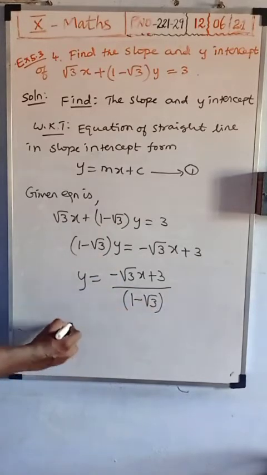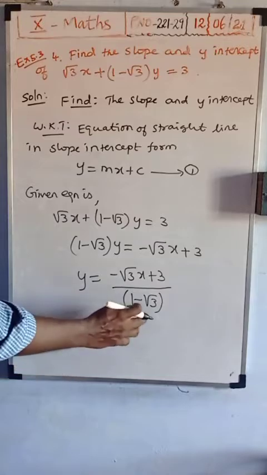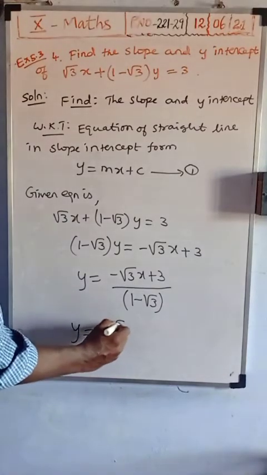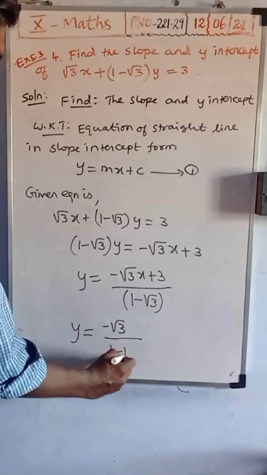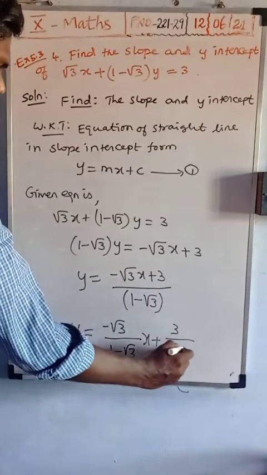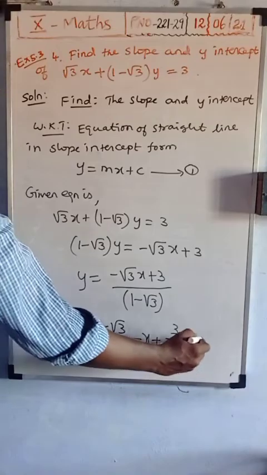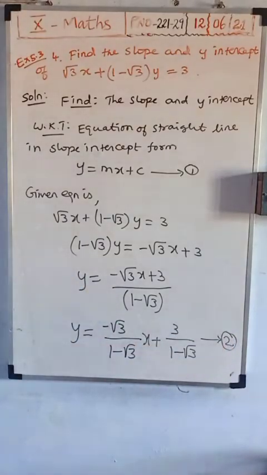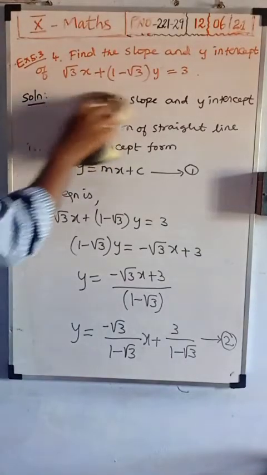Okay, now you can split this and write. The denominator 1 minus root 3 is common for root 3 and 3. So y is equal to minus root 3 divided by (1 minus root 3) times x, plus 3 divided by (1 minus root 3). Consider this as equation 2. Now compare equations 1 and 2. So we receive the value of slope and y-intercept.